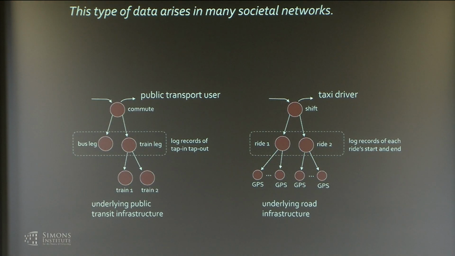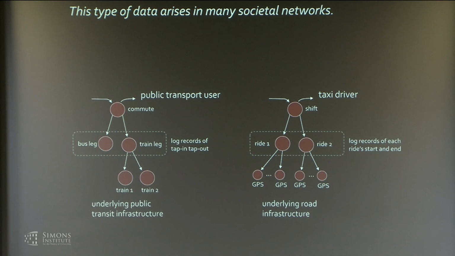Why am I interested in this? Well, basically, previously I was working on public transport data. You have train users who maybe decide, I'm going to do a commute. And the commute has a bus leg, then a train leg, and the train leg consists of taking two separate trains. I also was working with taxi data.